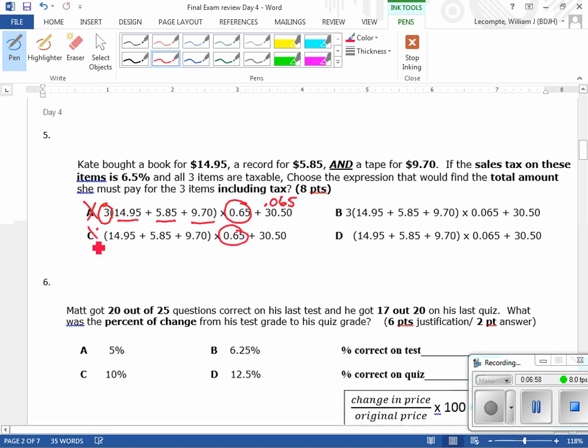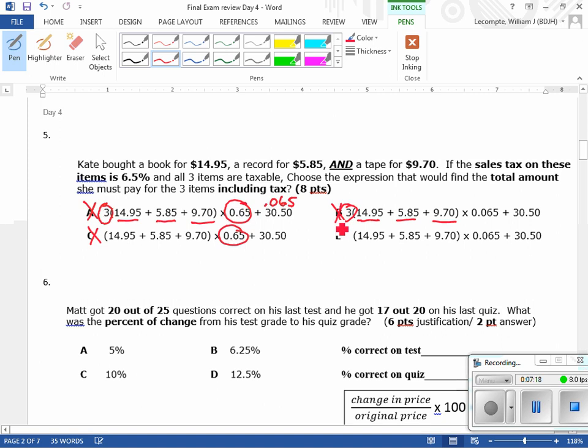Alright, so if I go over to B, I'm looking at the same thing. I'm buying 3 of these, 3 of these, 3 of these. This is what that 3 does. It multiplies by all of those. So I don't want to do that. So I would say B is out as well.